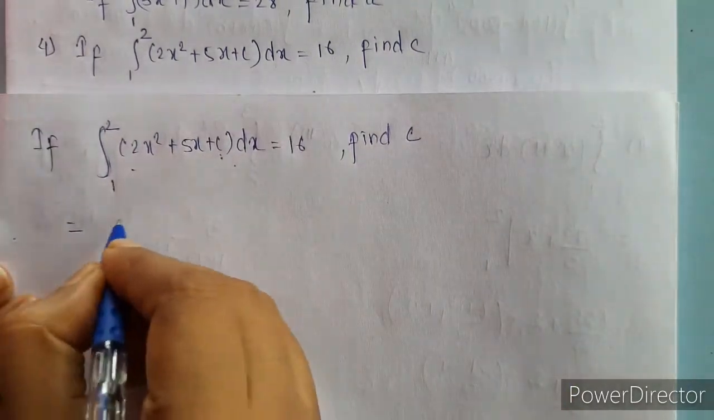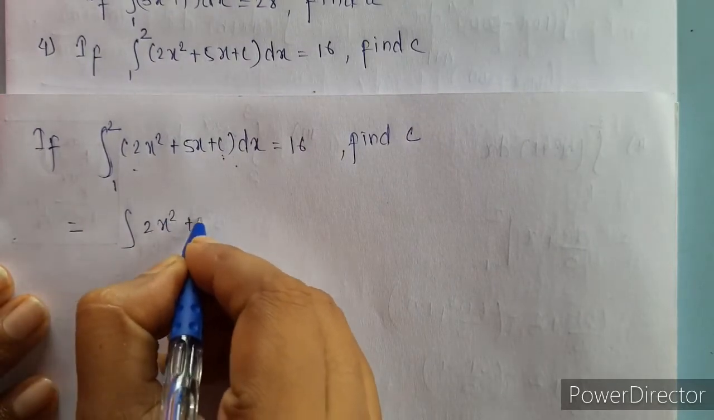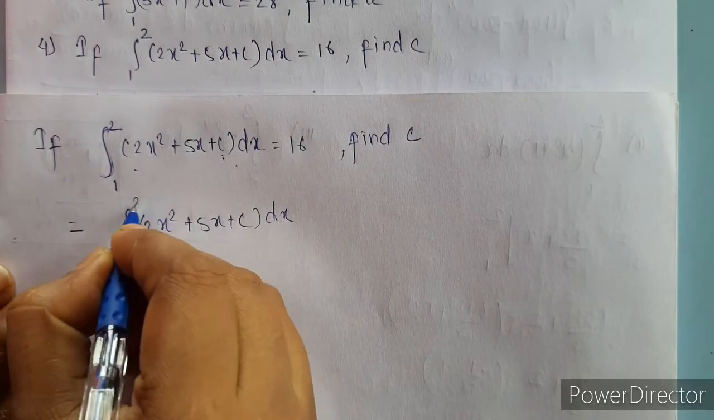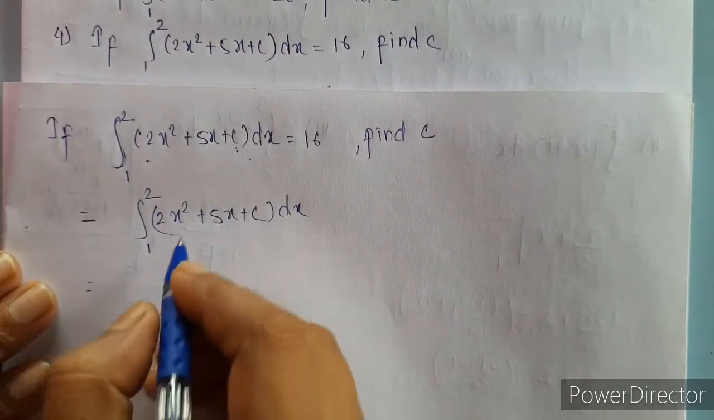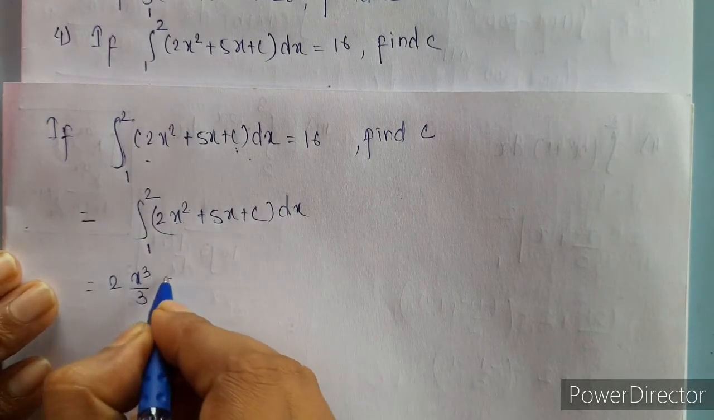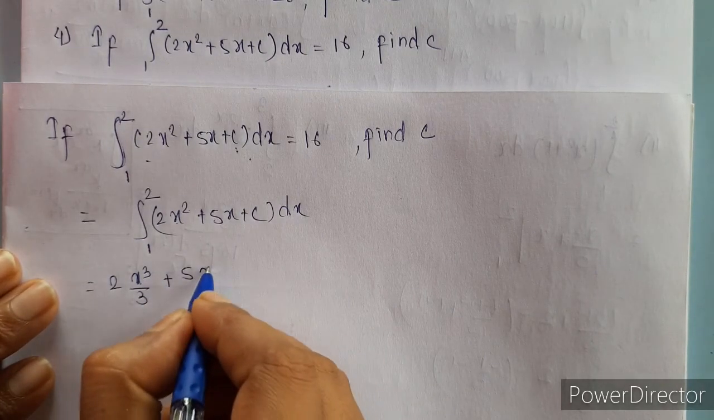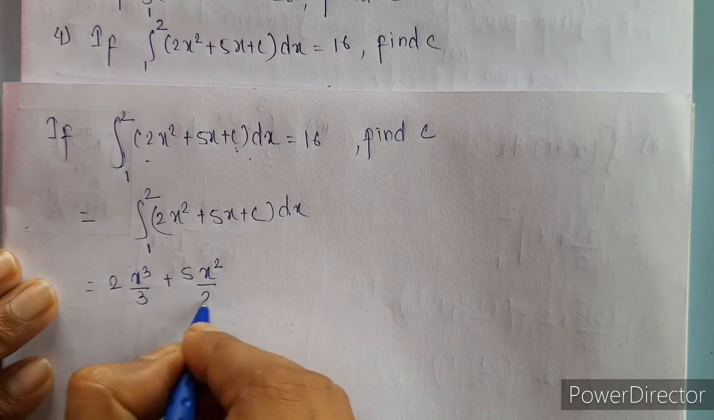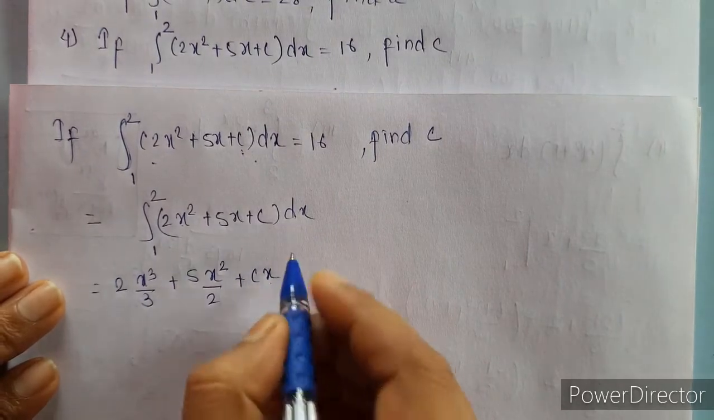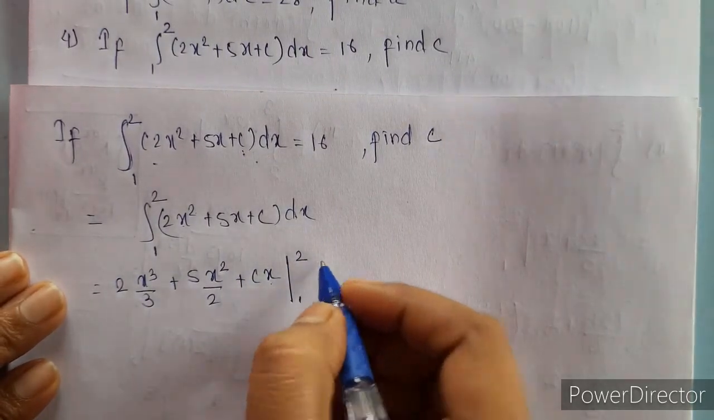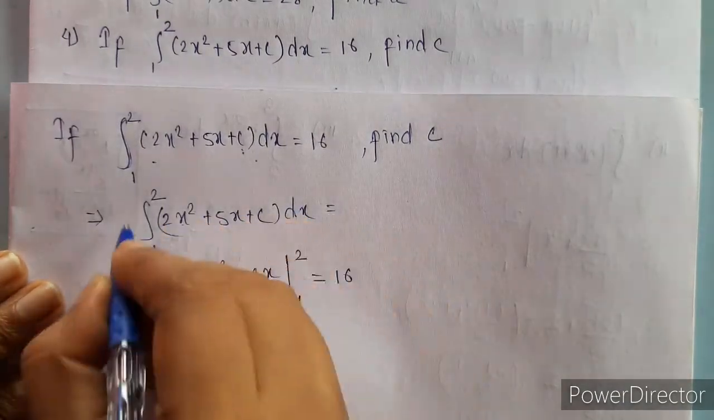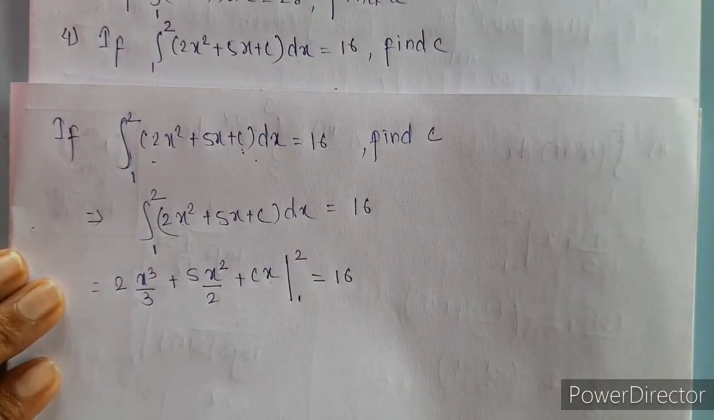So the integral of 2x square plus 5x plus c with respect to x over the interval 1, 2. So 2 is a constant. Integral of x square is x cube by 3, plus 5 is a constant. Integral of x is x square by 2, plus c is a constant. So integral of 1 is x, for the interval 1 to 2, and this integral is given as 16.